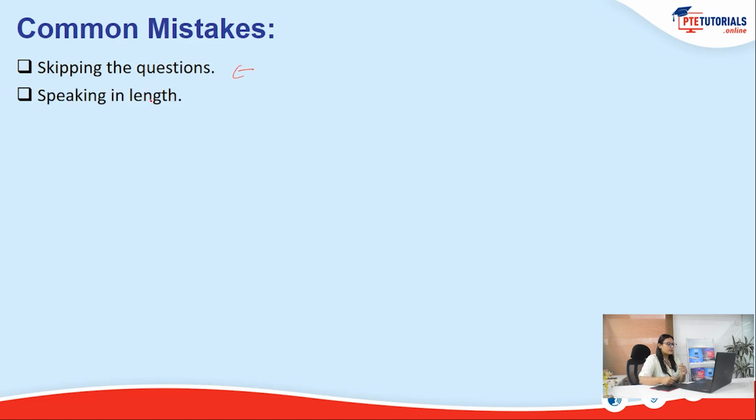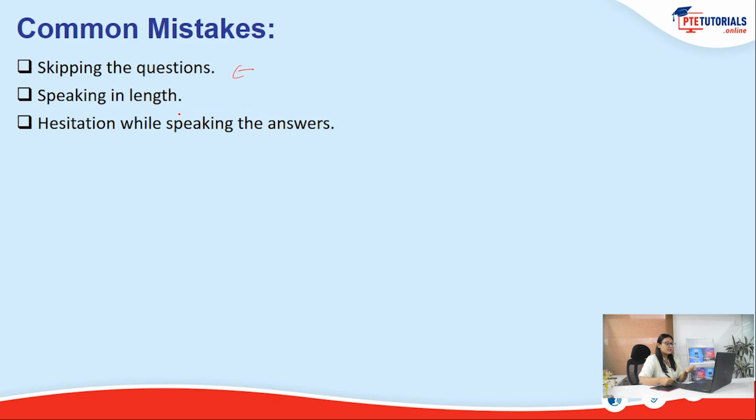Next up mistake is speaking in length. As I said, we are just framing the entire sentence and then speaking the answer. So that is really not a great approach. Another mistake is hesitation while speaking the answer. We are not sure about that particular answer. We have lots of thought process going on, and that's why we are not able to speak the word clearly. When we are in a confusing state, we just try to speak in a bit of a low tone.